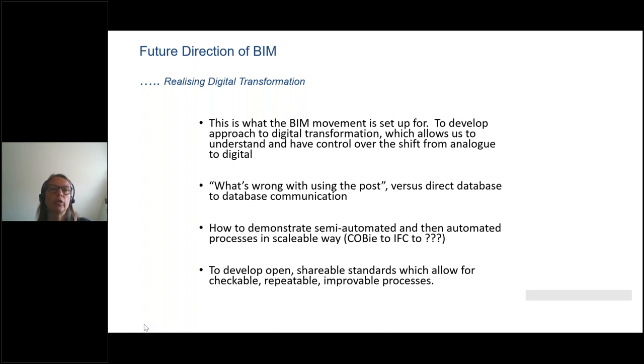That's absolutely what the movement was set up for: to allow us to understand and control the shift from analogue to digital, moving from the challenge of people saying, well, what's wrong, we just use the post, to more direct database to database communication. And we're still talking about interoperability, which I'll touch on a little bit later.